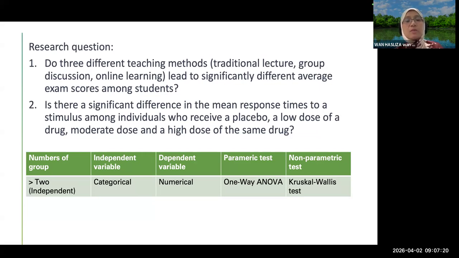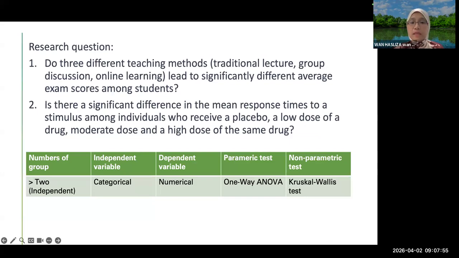You want to see is there any difference in terms of mean response time? So my independent variable, I have four, which is categorical. I have group placebo, low dose, moderate, and high dose, four groups. And then my dependent is numerical because I want to see the response time. Is it 30 minutes or is it seconds? You have to set that one. It must be standard. If you want to use seconds for all, the response must be in seconds or hours, okay? It depends on the study.